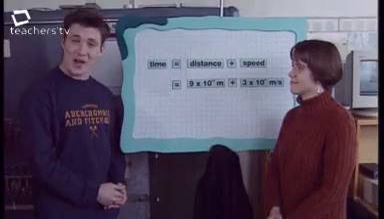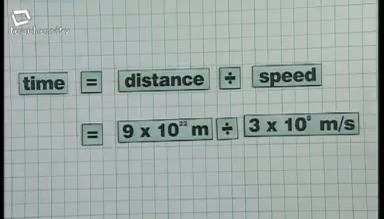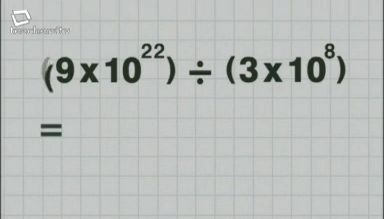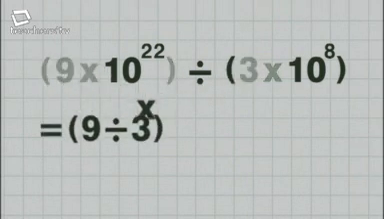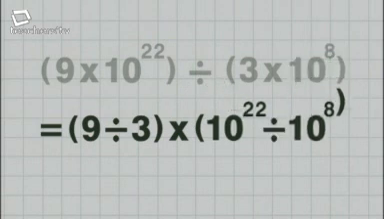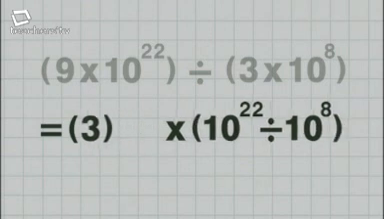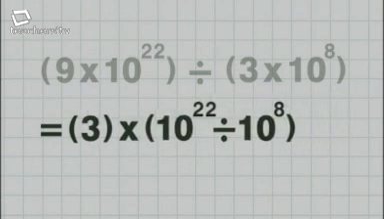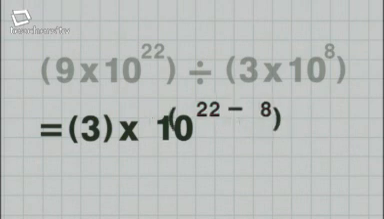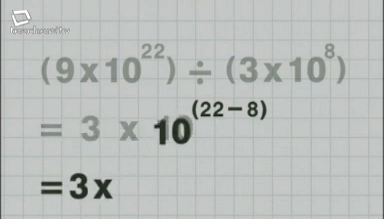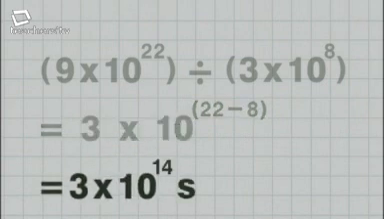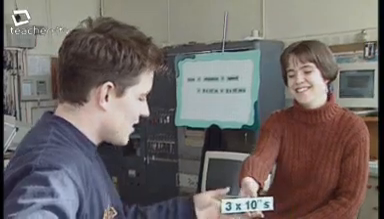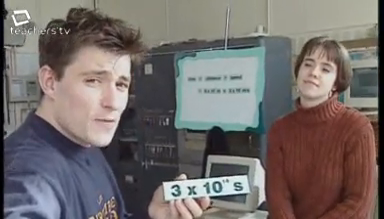Now this is how you divide in standard form. First, rearrange the sum, grouping the ordinary numbers together and the powers of 10 together. Next, divide the front figures. 9 divided by 3 is 3. And then deal with the powers of 10. Again, this is where you need to be careful. When dividing powers, you subtract them, which in this case is 22 minus 8, to give a final answer of 3 times 10 to the power of 14 seconds.